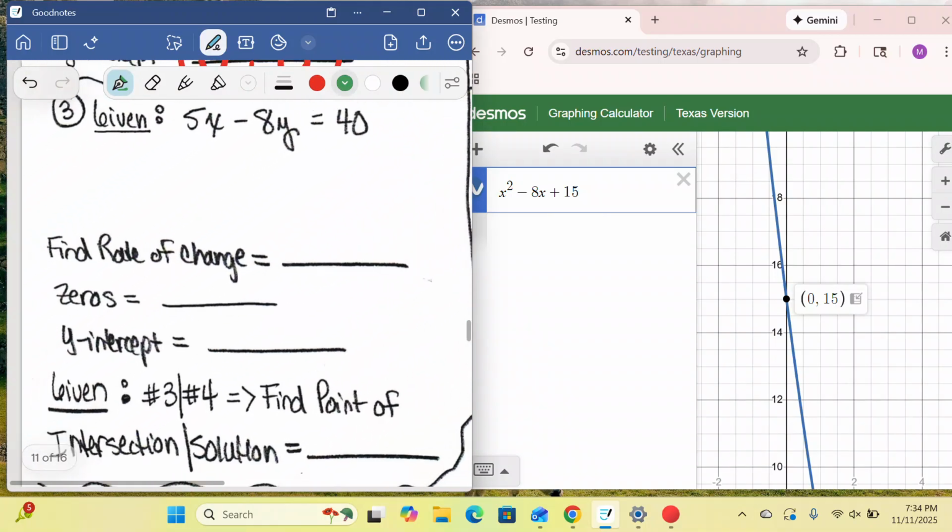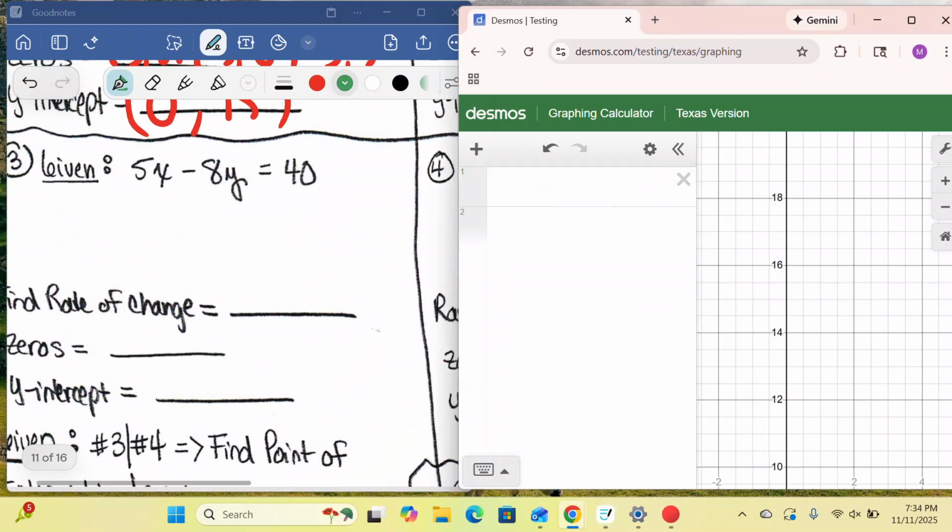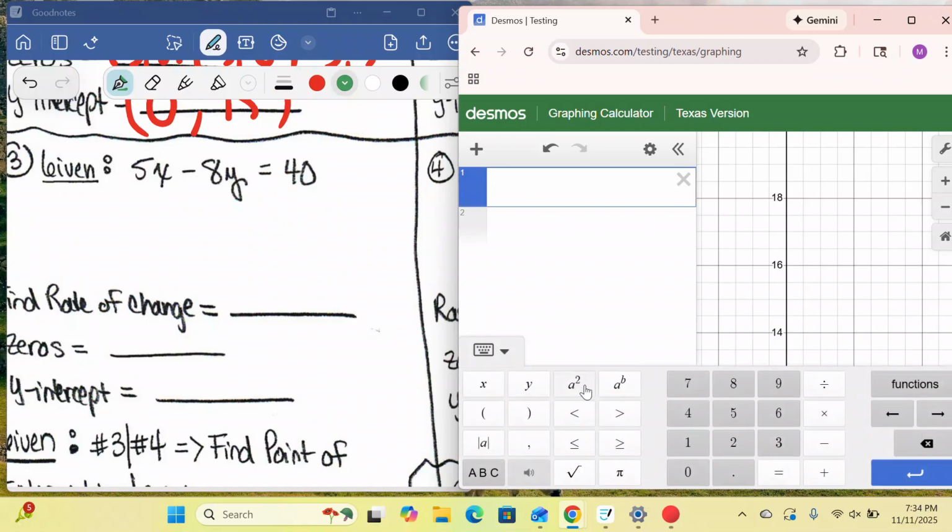If we go to number 3, this is going to be a very interesting one because I'm going to try to graph this linear equation. It is 5x minus 8y equals 40. So I'm going to go ahead and input it into my Texas Instruments calculator. It's going to be 5x minus 8y equals 40.